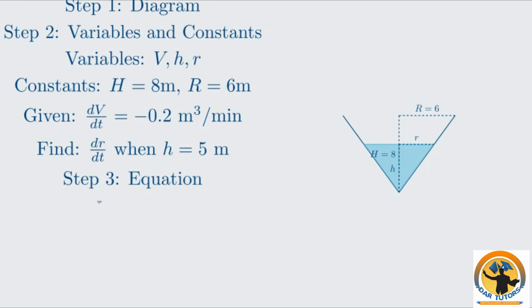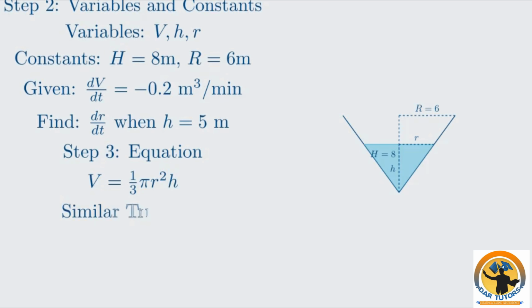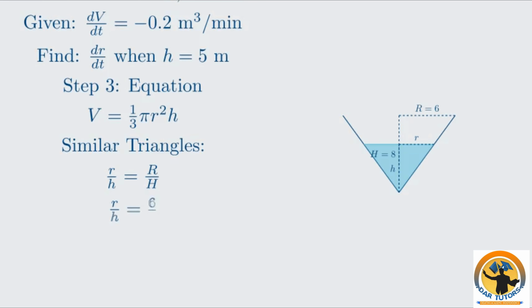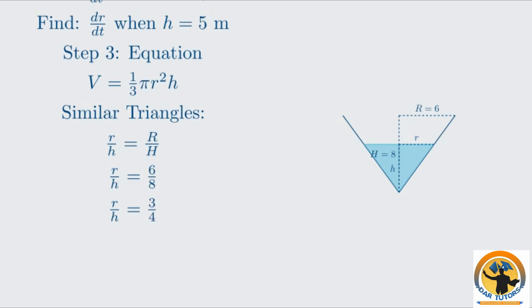Step 3, equation. The volume of a cone is V equals 1/3 pi r squared h. However, this equation has two variables, r and h. We need to eliminate one of them. We can use similar triangles. The triangle formed by the water and the triangle formed by the tank are similar. Therefore, the ratio of their radii to their heights is the same. R over H equals r over h. Plugging in the tank's dimensions, we get r over h equals 6 over 8, which simplifies to 3/4.